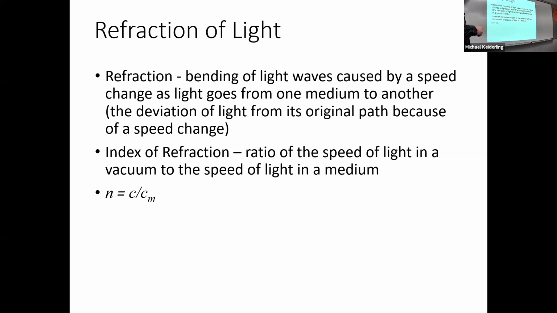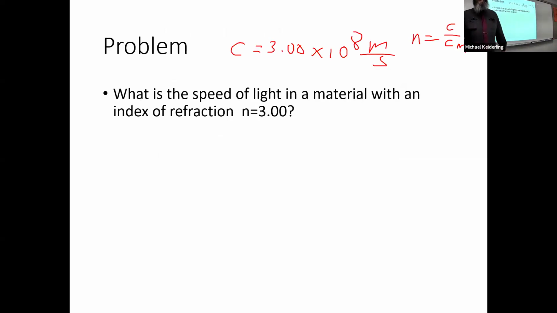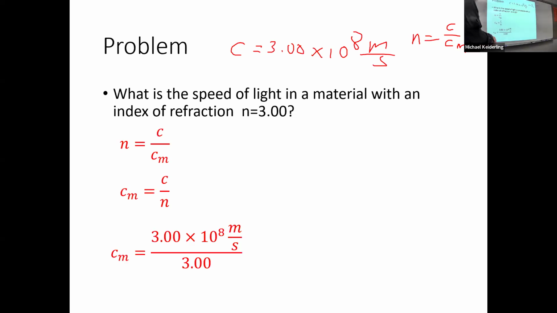Index of refraction is the speed of light in a vacuum divided by the speed of light in the substance. If you want to find the speed of light in the substance, you just divide the speed of light by the index of refraction. So what's the speed of light in a material with an index of refraction of 3? Well, the speed of light is 3 times 10 to the 8th meters per second, and n is c over c medium. So a little bit of algebra gives us c medium is c over n. So 3 times 10 to the 8th meters per second divided by 3 gives us 1 times 10 to the 8th meters per second. If n is 3, the speed of light is 1/3 of what it is in a vacuum.